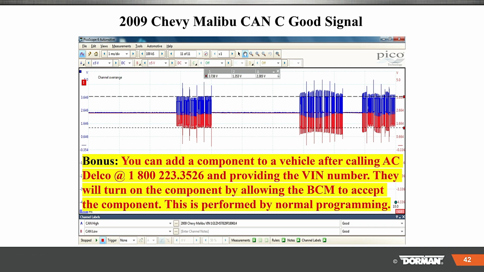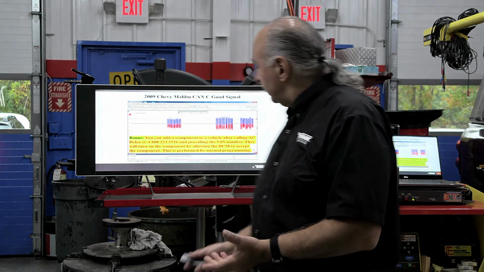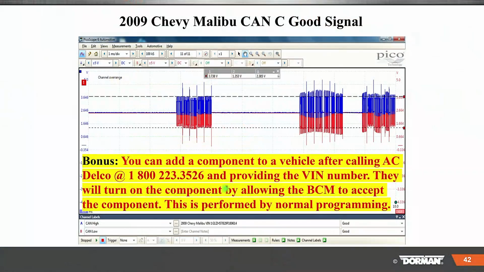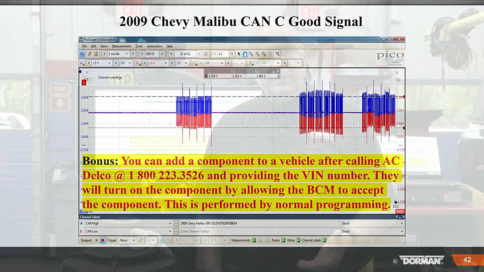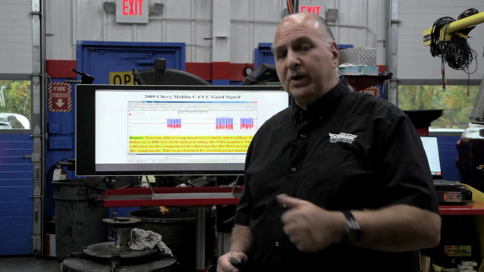in the software. So what they did is they said it's going to take a few minutes, go back to the BCM programming, and you're going to see on the list that there's a thing for fog lights. We pressed the button, we allowed the BCM to accept the component, and the programming was normal after that. That's pretty simple, isn't it? So a lot of times, and each manufacturer may have something a little different, you're going to learn something new every day, okay?